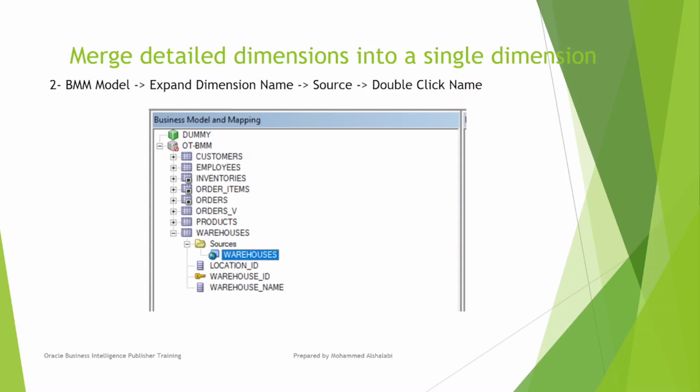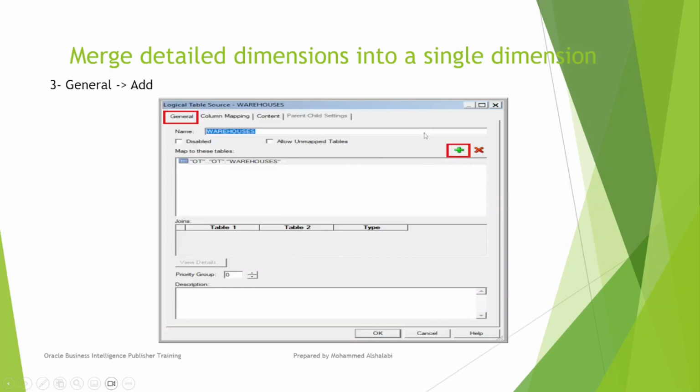Next, I will expand the warehouse dimension here from the PMM layer and expand the source, and I will double click on warehouse. In the PMM model, expand the dimension name, source, and double click the name. Next, we have here 4 tabs. Click on general and click on add.